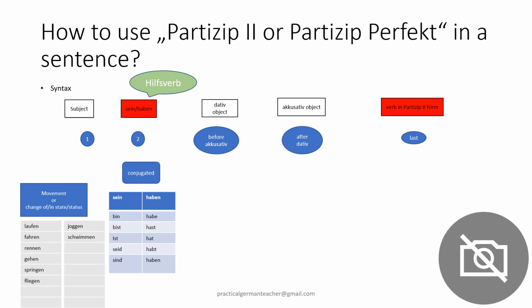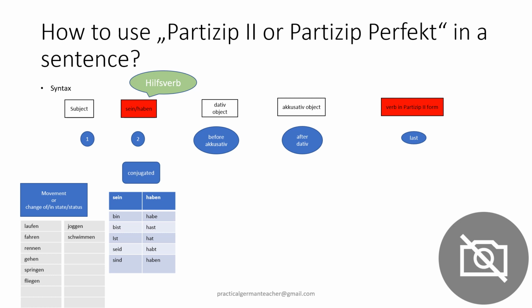Some examples for when to use sein are verbs like laufen, fahren, rennen, gehen, springen, fliegen, joggen, schwimmen. Please remember, if you are talking about swimming and you want to say I swam, then even though this is movement, normally you should use haben, because when you say I swam, generally you have to use haben. It's difficult to explain that. But if you're saying you swam from one point to another, then you will use the verb sein.